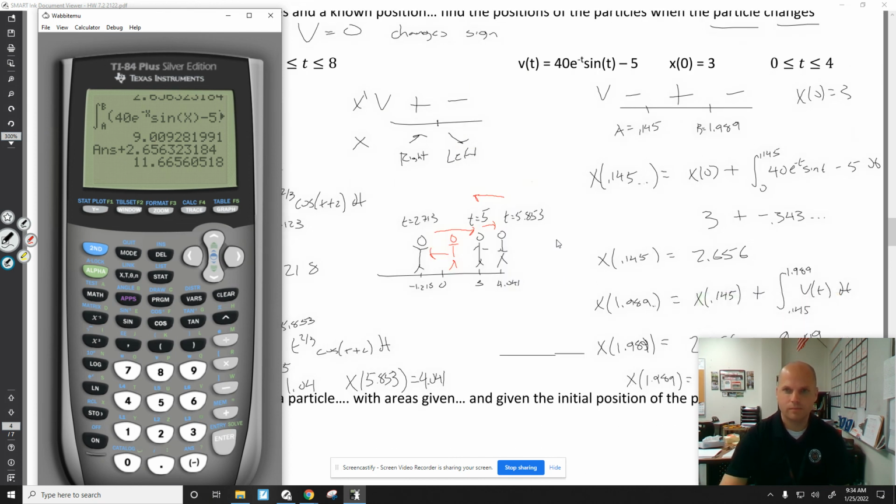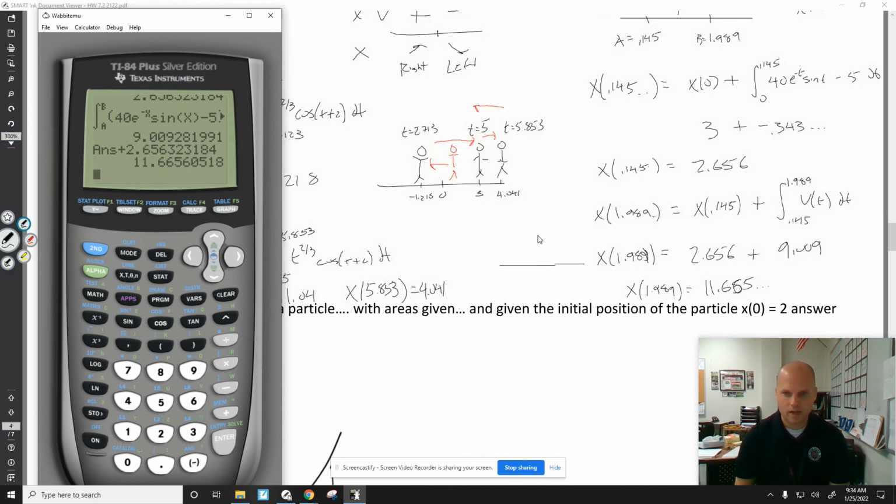Dude on a number line. Dude started at a position of 3. Here's my position of 3. This is t equals 0. He moved to the left just a little bit, negative 0.343 units. He ended up at a position of 2.656, and he's there at the 0.145th second. Here he is there.